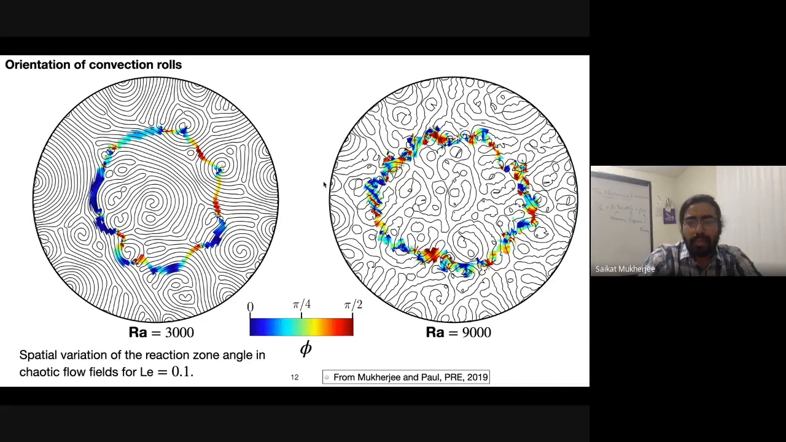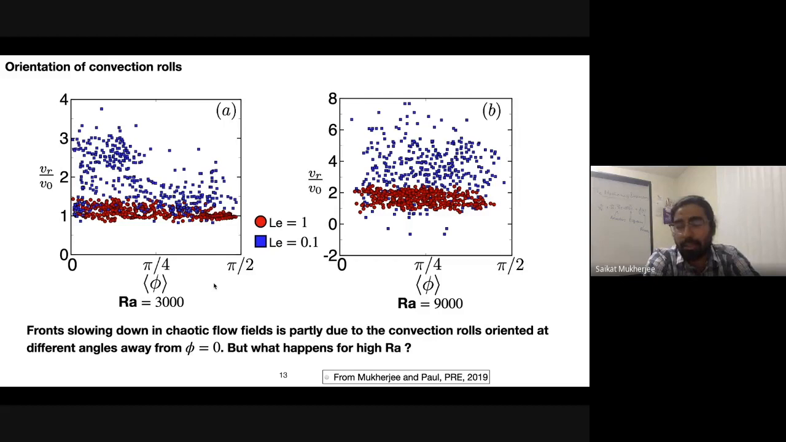We can again plot the front velocity as a function of phi, the reaction zone angle. And we see for lower values of Rayleigh number, there's a weak trend. Any reaction zone angles which are away from zero slow down the front, which is why we were seeing that partially the fronts in chaotic flow fields were slower than their counterparts in straight parallel rolls. Whereas for higher values of Rayleigh number, there is very little to no trend.